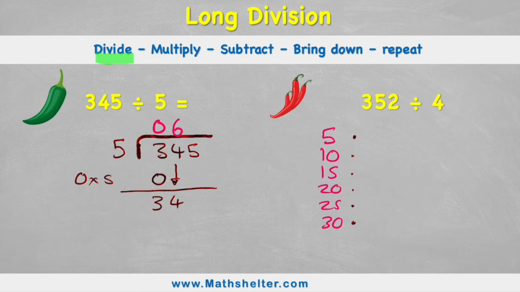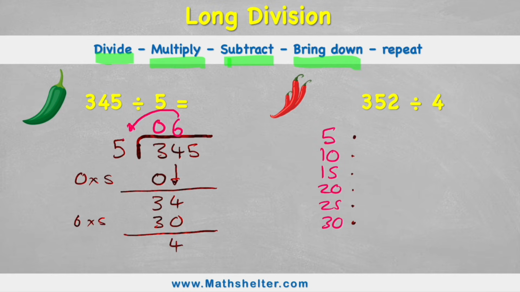Now my second step is multiply. So I'll multiply now my 6 times 5, and 6 times 5 is 30. Now I subtract, and 34 subtract 30 leaves me with 4. And then next step, bring down, which means I bring down this 5 all the way down to the bottom, and again, repeat. So let's start right back from the beginning and look at dividing again.